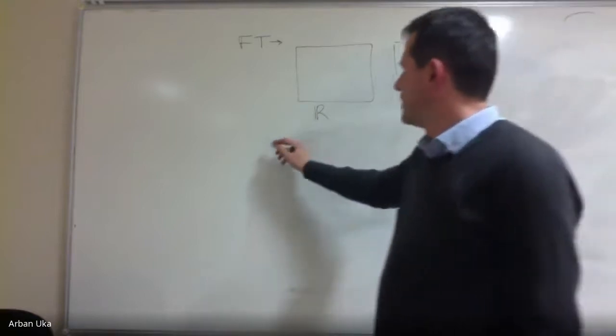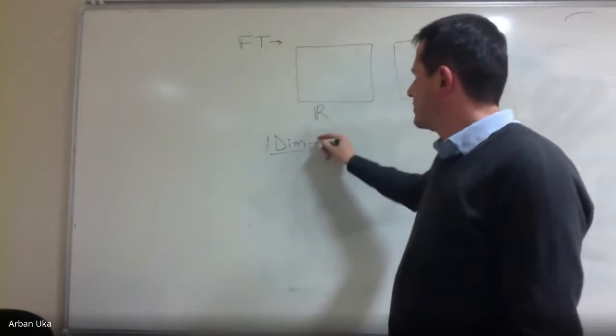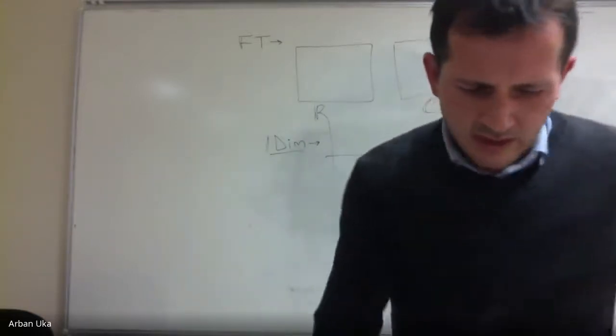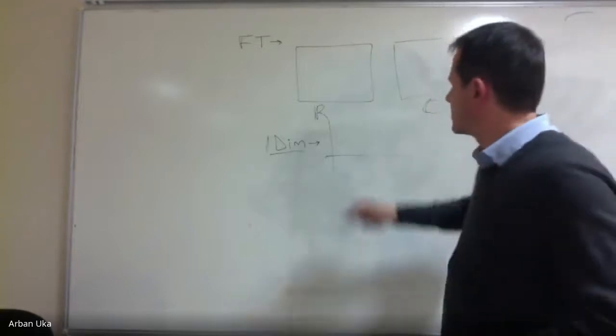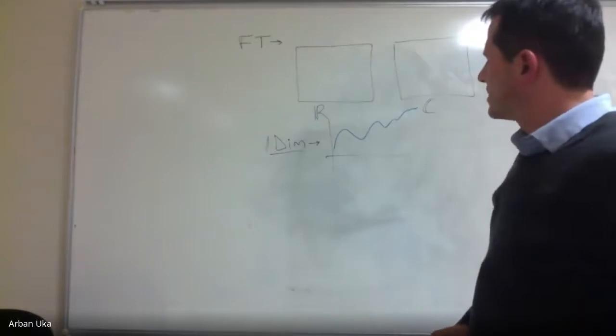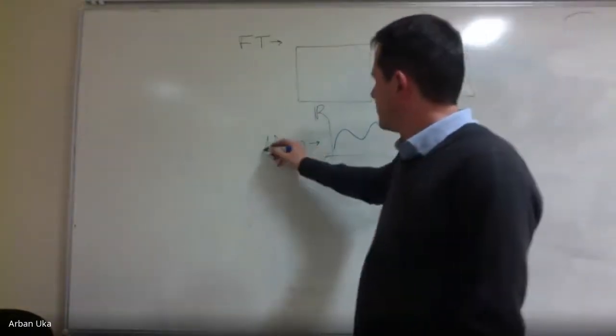in 1D. Now, when we say 1D, one dimension, we just mean data that we can plot in a graph, y as a function of x. Or data that can be expressed as a vector. So we start with this type of data.